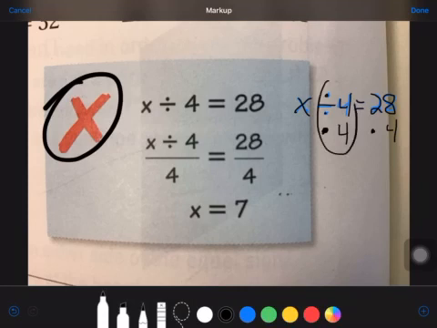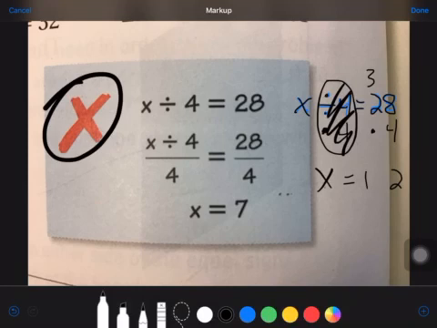So now these cancel each other out. I've got X on this side. And let's see, 4 times 8 is 32. 8, 9, 10, 11. So I've got X equals 112. So that's how I would do the problem.